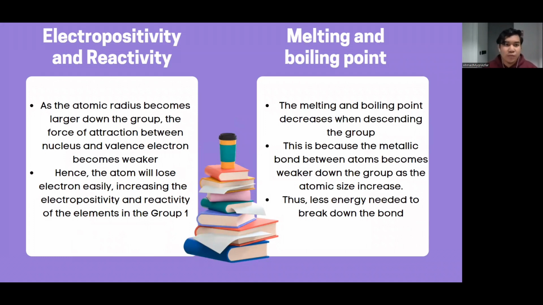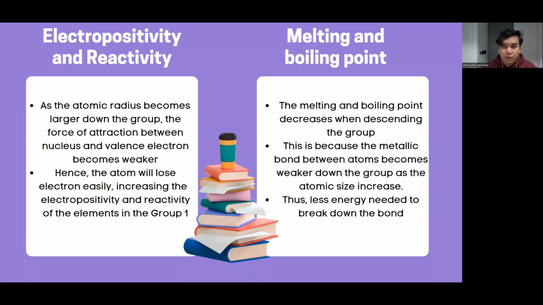Next, electropositivity and reactivity. As the atomic radius becomes larger down the group, the force of attraction between the nucleus and valence electron becomes weaker. Hence, the atom will lose electrons easily, increasing the electropositivity and reactivity of the elements in group 1. For example, potassium, which has a bigger atomic radius, will release electrons more easily compared to sodium and lithium, which means that potassium will have higher electropositivity and reactivity compared to lithium and sodium.